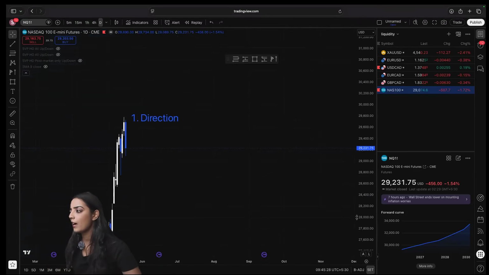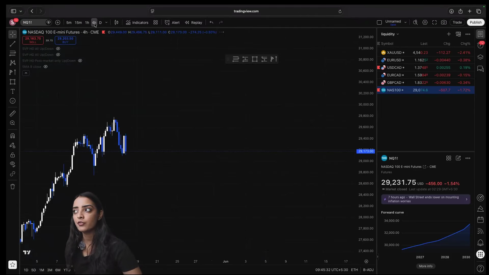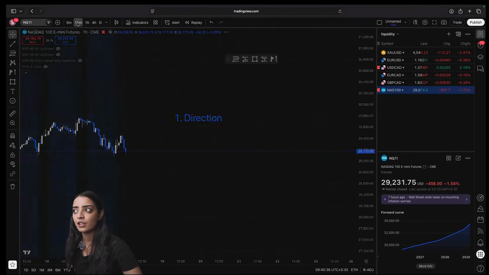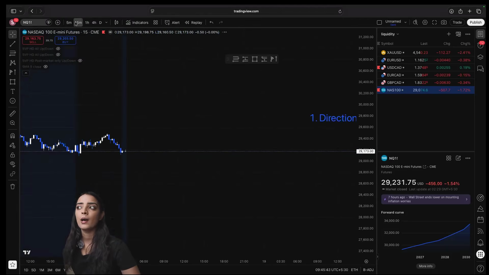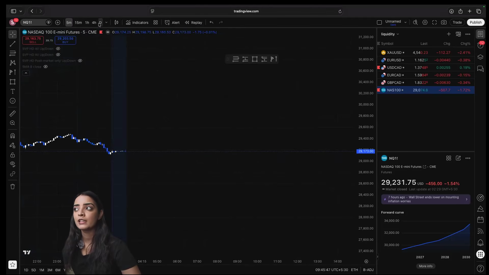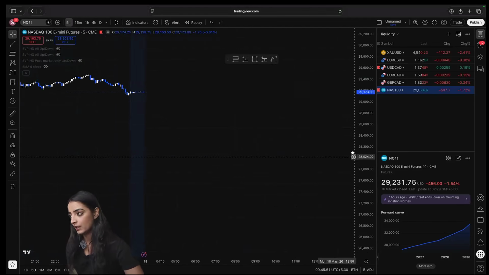The time frames I use are as follows: the daily, the 4-hour, the 1-hour, and then 15 and 5 minute are my execution time frames. Execution time frames means entry time frames, so 15 and 5 are used for entry purposes. Daily, 4-hour and 1-hour I use for directional bias.